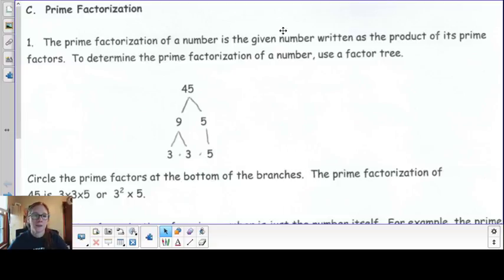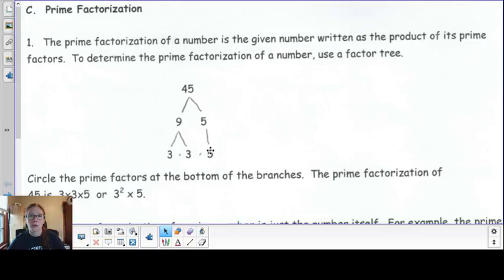Alright guys, today we're going to talk about prime factorization and the least common multiple. So prime factorization is when you break a number down into all of the multiplication that it goes into. So for example, 45. 45 is 9 times 5. 5 can't break down because it will just be 5 and 1, and that's prime, so we know just 5.